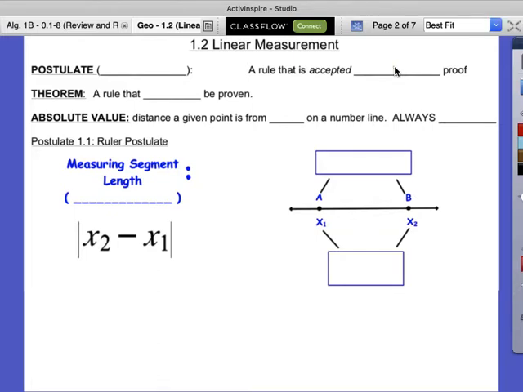So we have these things called postulates. Postulate, another name for it, is called an axiom.